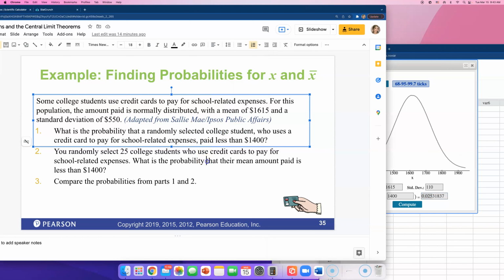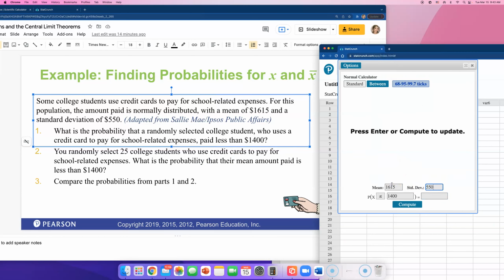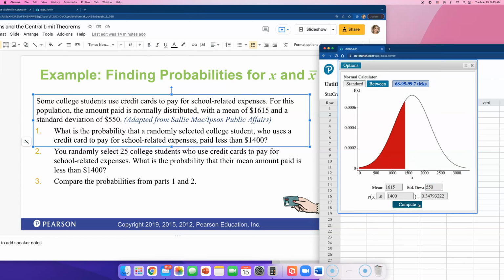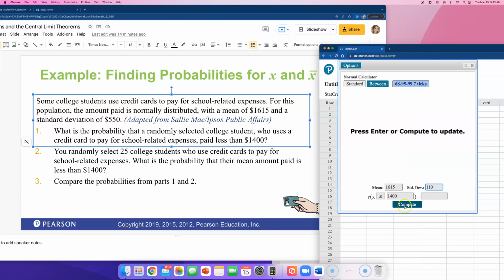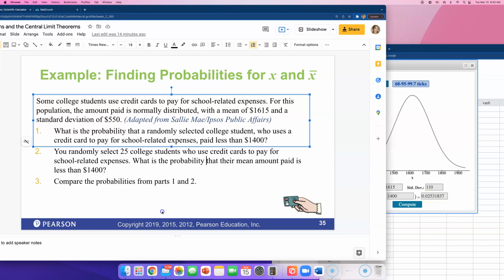Okay, you see the answers are very different, right? The first one, when I looked at just a single student, if just one student having a credit card debt of less than 1,400, it was about 35% chance. But if I ask 25 college students and get their average, the probability that their average of these 25 college students were to be less than 1,400 is less than 3%. So why are these answers very different?